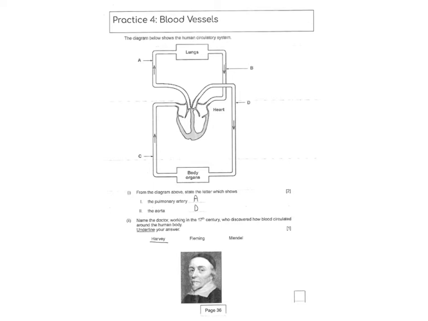So arteries carry blood away from the heart, which is either going to be A or D. But the pulmonary circulation goes to the lungs, so it has to be letter A. The aorta then carries blood around the body, so it's D. Name the doctor working in the 17th century who discovered how blood circulated, and the answer is Harvey.